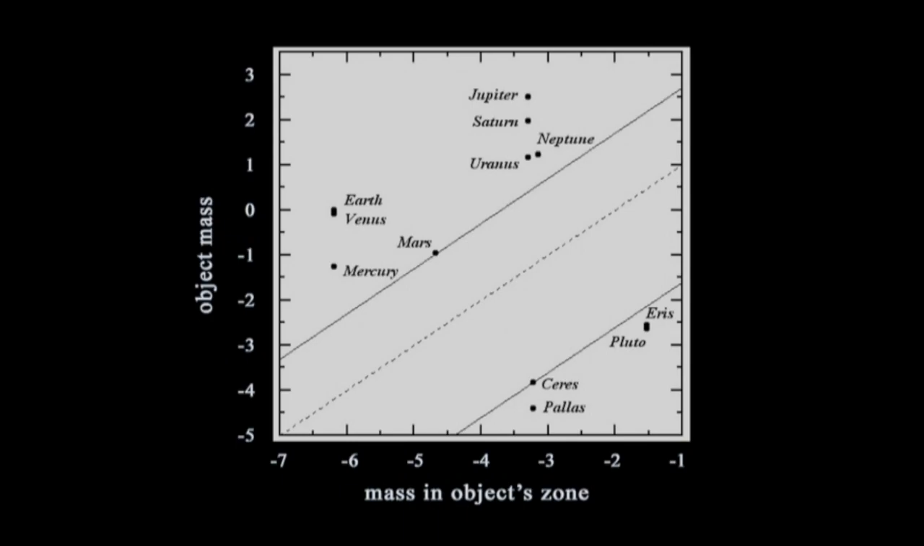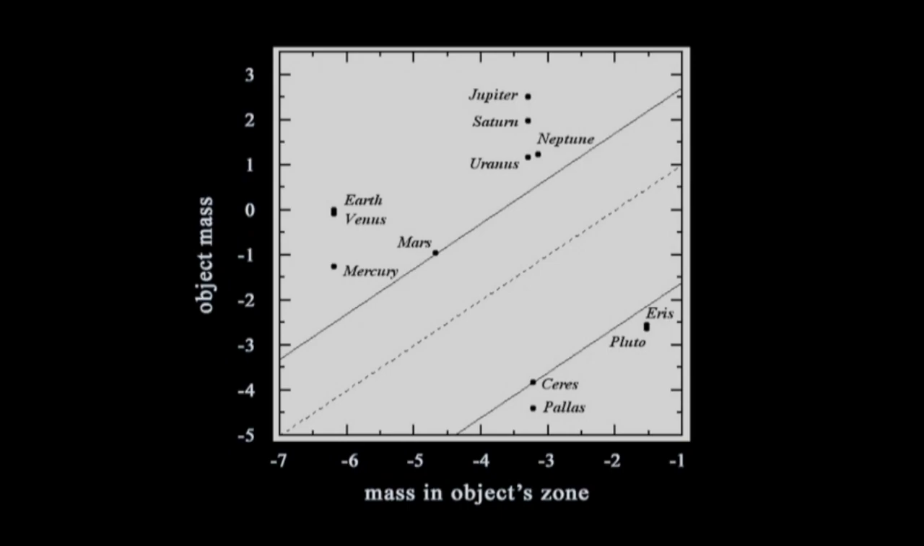And you can see for the 8 planets in the upper region of this plot versus the 2 asteroids and 2 Kuiper Belt objects in the lower part of this plot, there's a very clean separation. These diagonal lines represent constant ratios of mass of the object to mass in the zone. And you can see that Mars is the lowest of the planets.